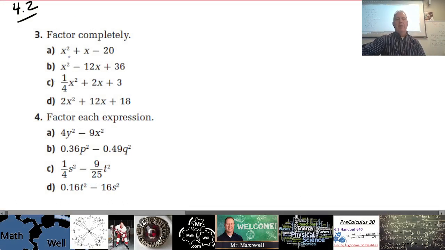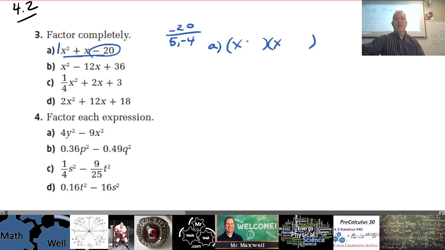Okay, factor completely. A is pretty easy. It's got an A value of 1. So we look for numbers that multiply to negative 20 and add to 1. Factors of negative 20 that would fit this would be what? 5 and negative 4? Okay, so A, that's pretty easy. We're going to go two binomials. X is our variable, and then simply plus 5 minus 4, done.